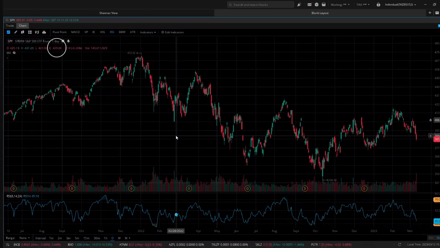So it's basically taking the closing prices of an asset over a 14-day time frame, which is the typical time frame. And it's using a scale of 0 to 100, with readings above 70 indicating overbought conditions, and readings below 30 indicating oversold conditions. Now, let's quickly define what overbought and oversold mean.